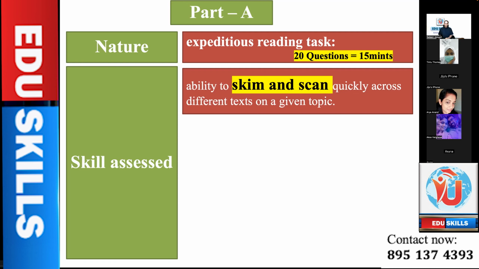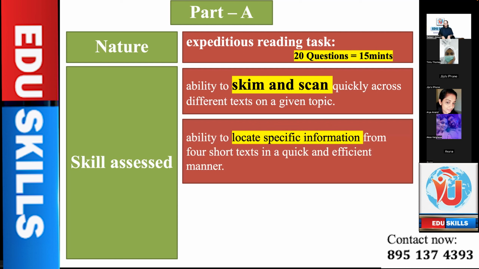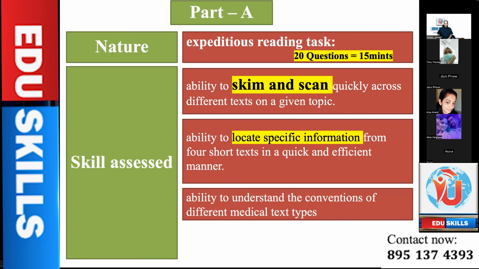So these are the skills assessed: ability to locate specific information from 4 short texts in a quick and efficient manner. Quickness and efficiency are the keywords here. Locate specific information, what's being asked. Maybe they are asking for a particular number, a particular percentage, a particular organ, or the name of a test, whatever. That has to be located immediately.